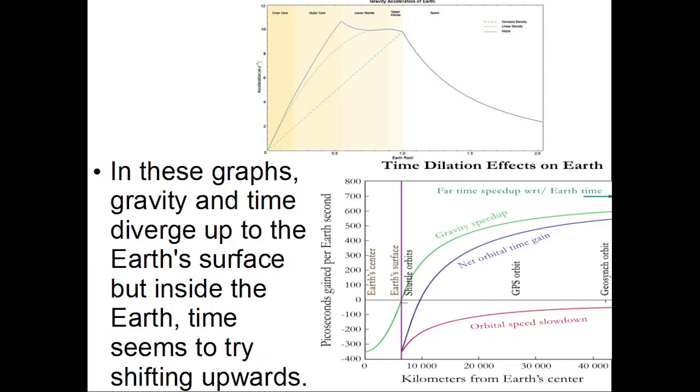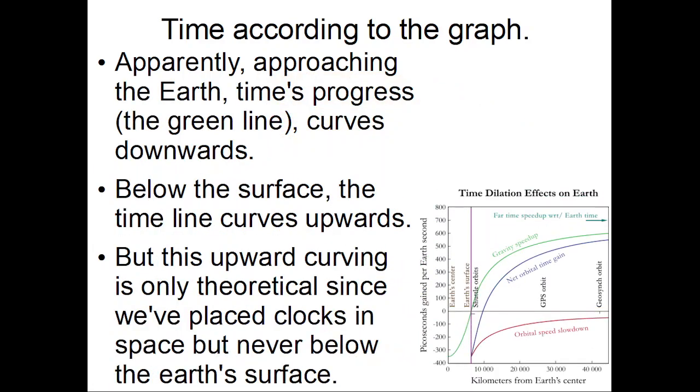You'll notice that in these graphs, gravity and time diverge. In other words, approaching the Earth, gravity accelerates, but time slows down. Below the Earth's surface, both lines seem to run parallel, with time appearing to shift upwards, especially as it approaches Earth's center. It would appear that as we approach the Earth, the progression of time, the green line in the graph, slows down. In other words, time slows down and seems to level off, maybe even reverse. Of course, we place clocks in space, but never below the Earth's surface, so the graph is theoretical.